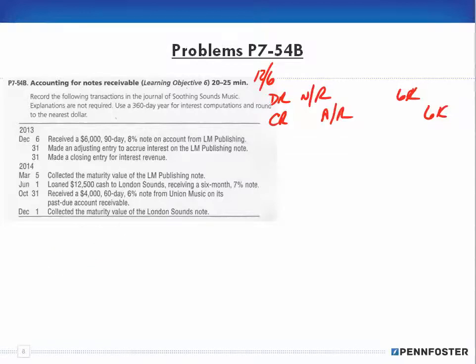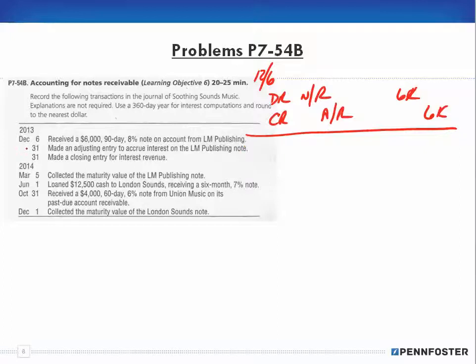Like I said, in this textbook, they do some strange stuff that doesn't happen in reality that often, but just be aware that it is possible to do that, to convert your accounts receivable to a note receivable. All right, so that's that one.